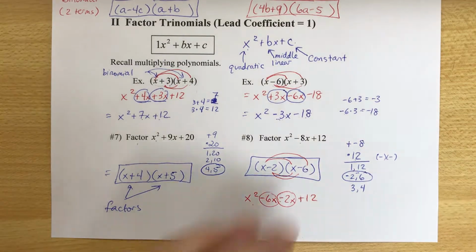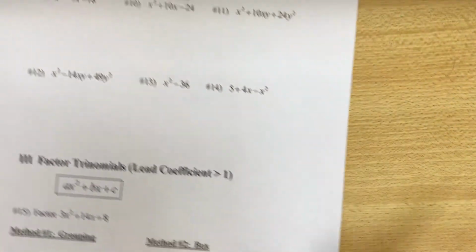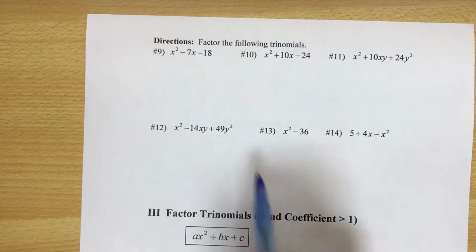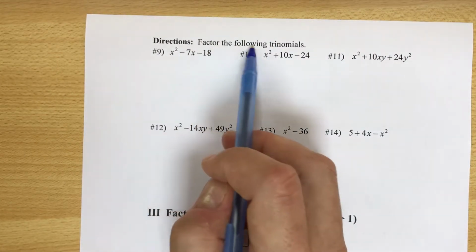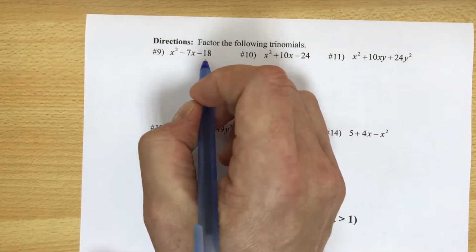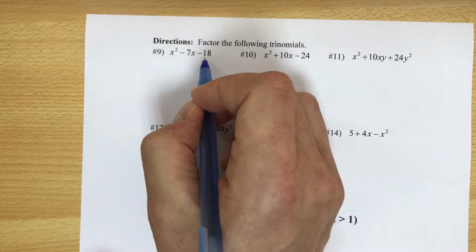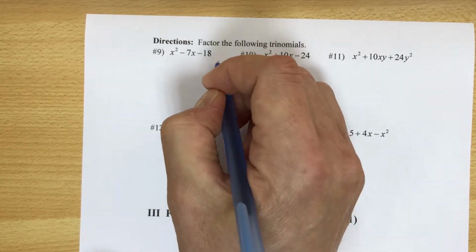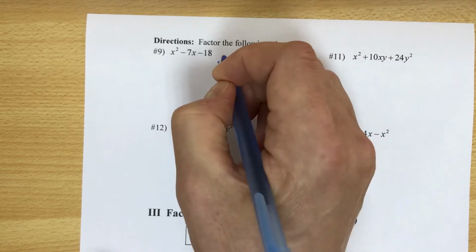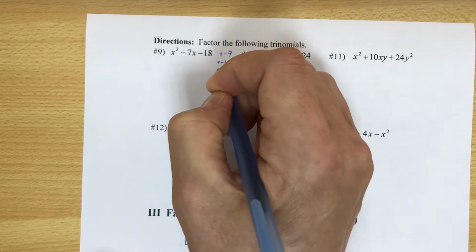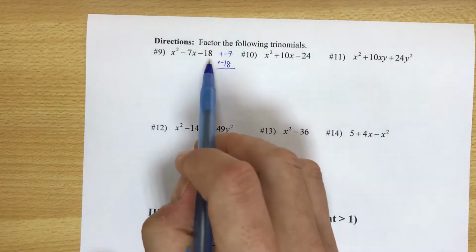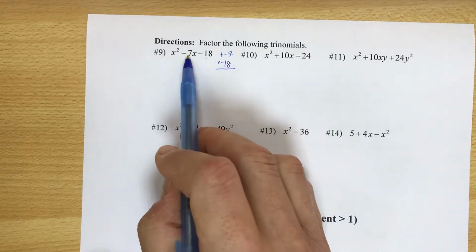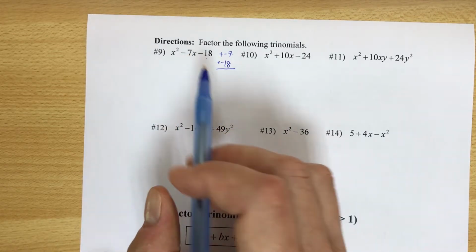All right, flip it over. Let's do a few more examples. In number 9, okay, factor the following trinomials. Okay, so now we need two numbers that multiply to negative 18 that add up to negative 7. Okay, it has to multiply to the constant. It has to add up to the middle number.